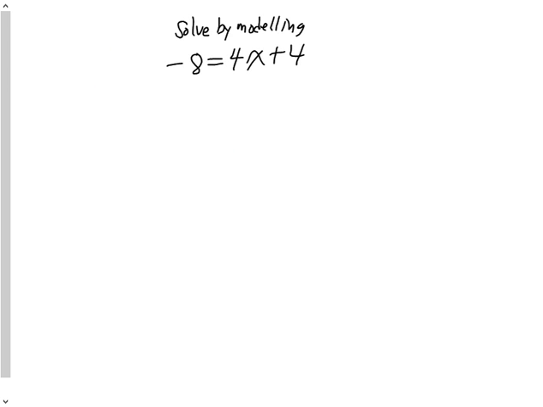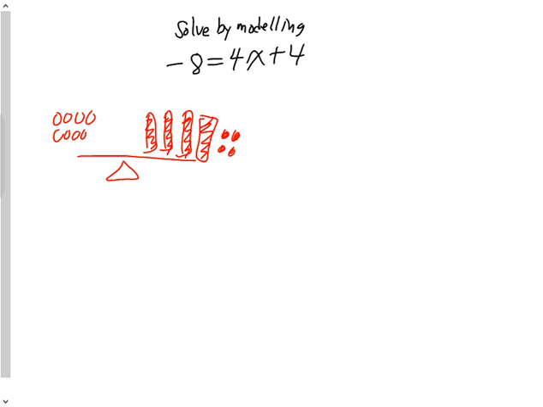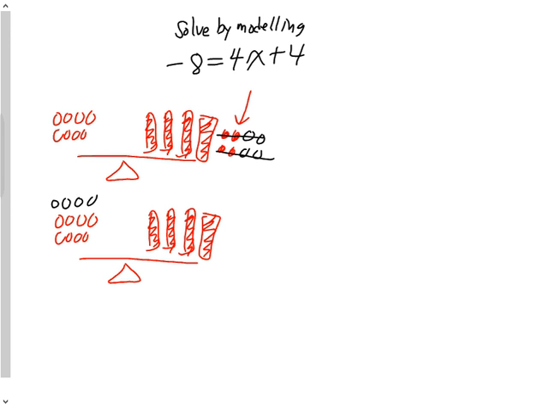In our second question, we have negative 8 equals 4x plus 4. The first thing we're going to do is find out what the constant is. A lot of people think it's negative 8, but it's not, because it's on the same side as the variable. So your constant is really this integer amount right here, positive 4. We're going to subtract 4 from both sides by placing a negative 4 on both sides to create 0 pairs. When I do that, I'm left with this picture.